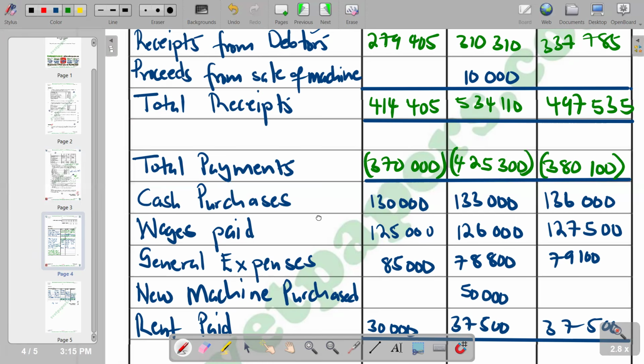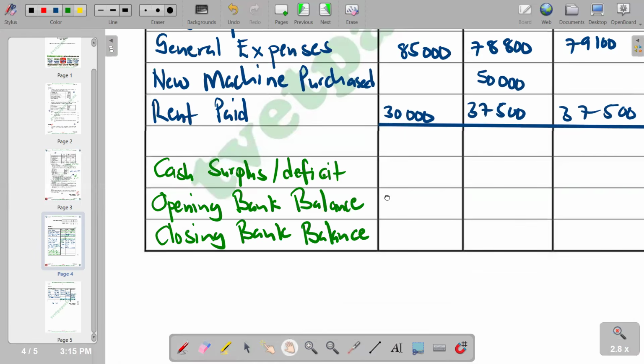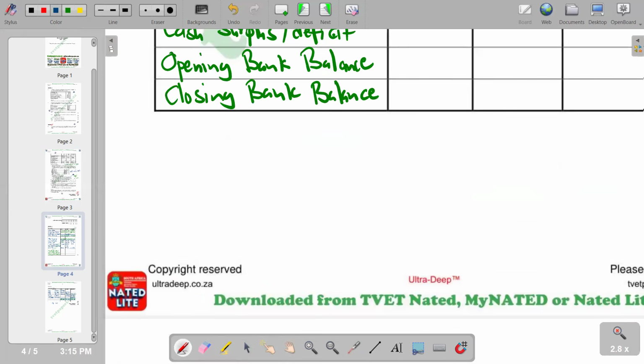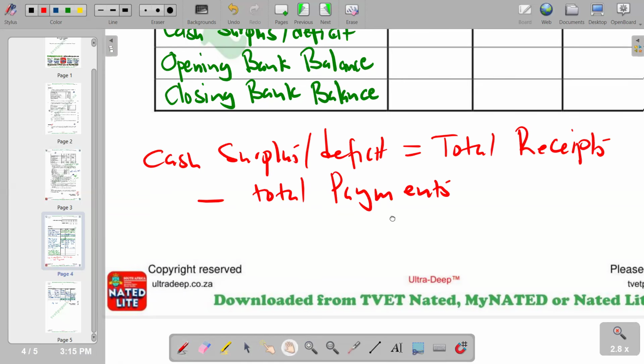So to arrive at our figure for cash surplus or deficit, we are going to say cash surplus or deficit is equal to total receipts minus total payments. So basically that's what we have on that part.